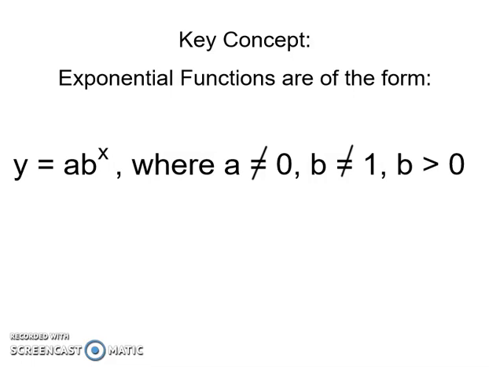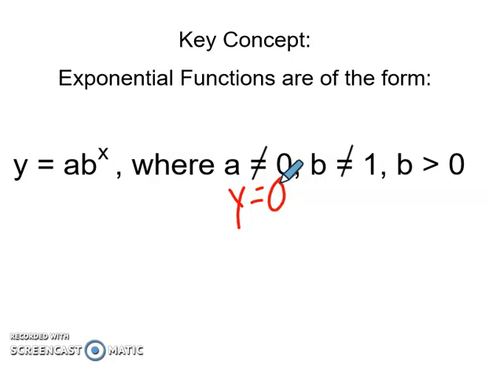So here's the key concept. Exponential functions are of the form y is equal to a times b raised to the xth power, where a is not 0, and it should make sense that a can't be 0, because 0 times anything is 0. So we wouldn't have a function, it would just be y is equal to 0.